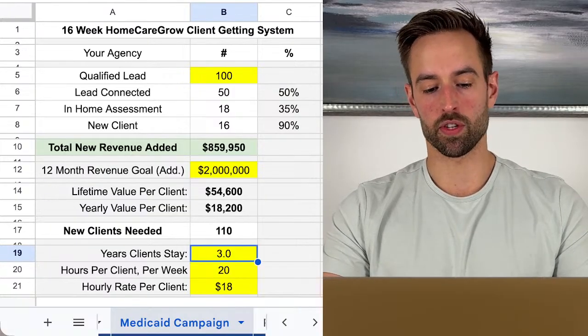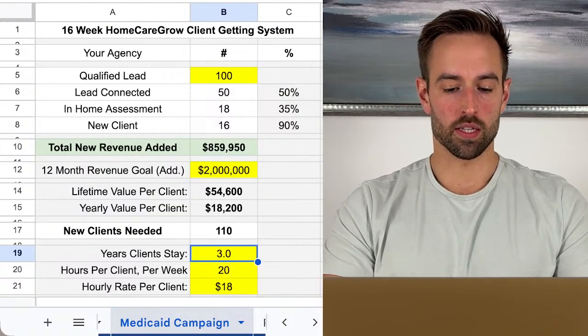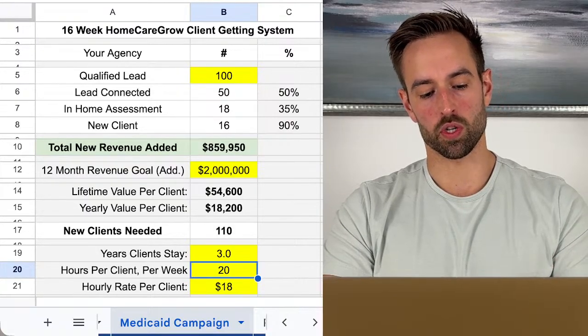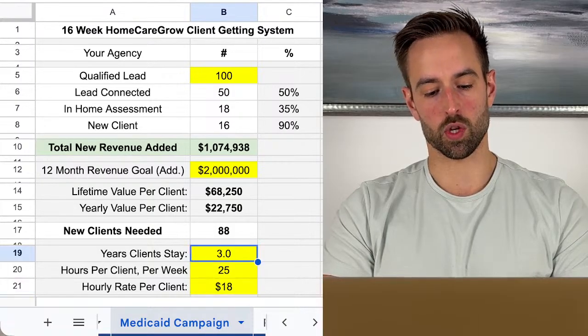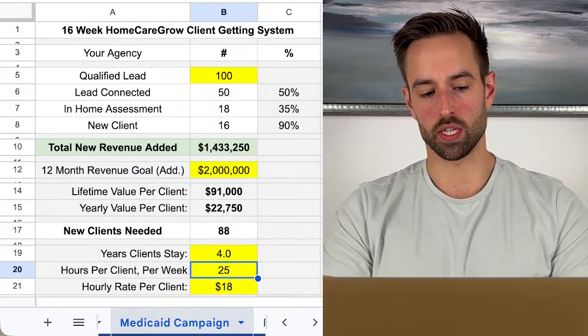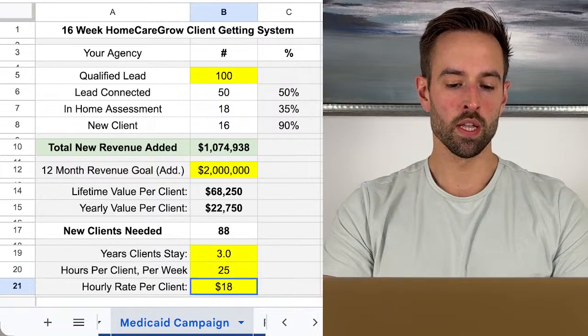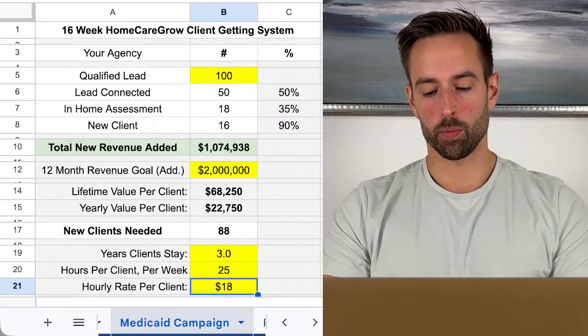Usually we see, again, very conservatively, 3 years is the stick. Hours per week, of course, going to range. Usually we see about 25 over those 3 years. And again, if this starts going up to 4, which is more of an average, you can see these numbers jump. And then hourly rate per client is going to depend where you are.